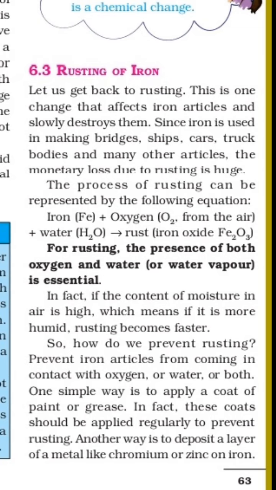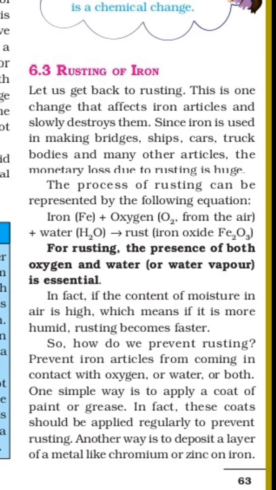Both water or water vapor is essential. When rusting happens, the presence of both oxygen, which is present in the air when iron comes in contact with the air, and water is required. Only oxygen or only water is not enough; both are required, oxygen and also water or water vapor.